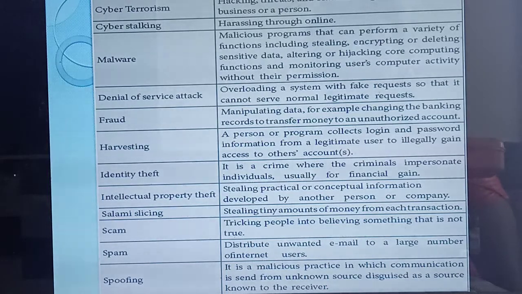Then harvesting, an important 2 mark question. Harvesting means a particular person will collect your login details. What are the login details? Your user ID, username and password. They will collect a person's login details without the permission of that person. That is called what? Harvesting. What do you mean by harvesting? A person or hacker gets the user ID, username and password without your knowledge. That is called harvesting.